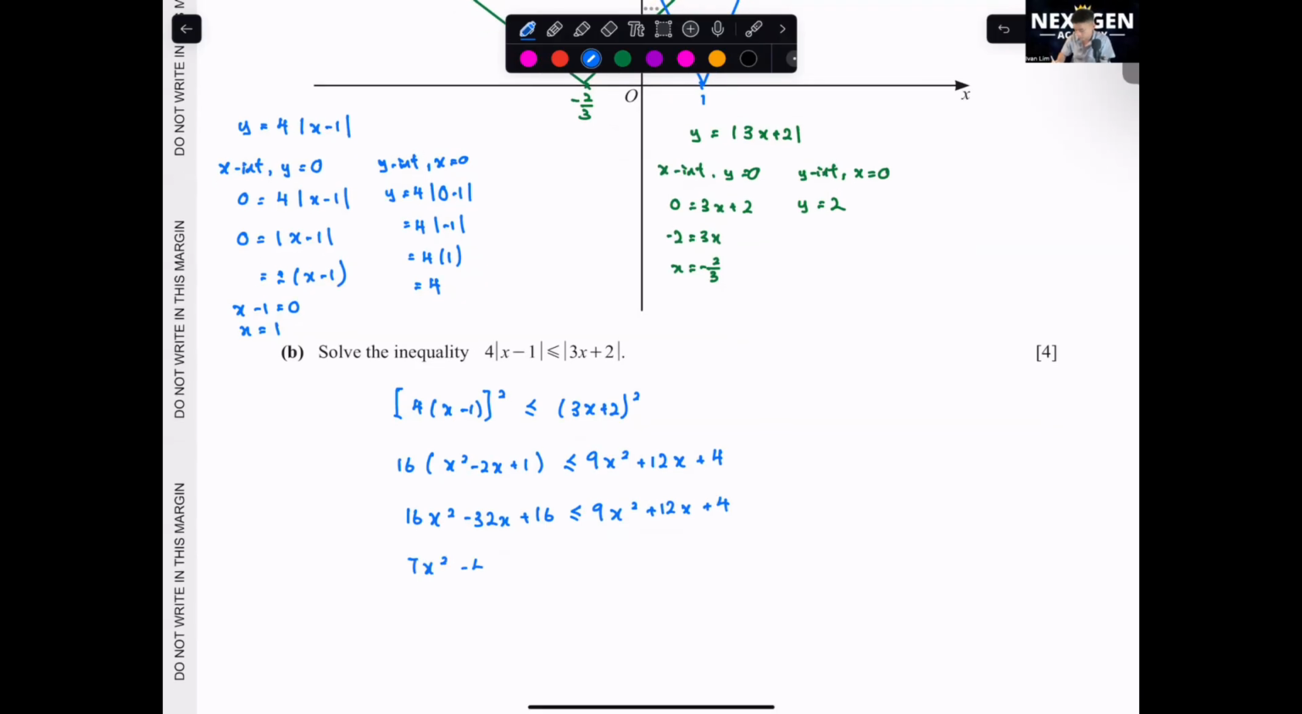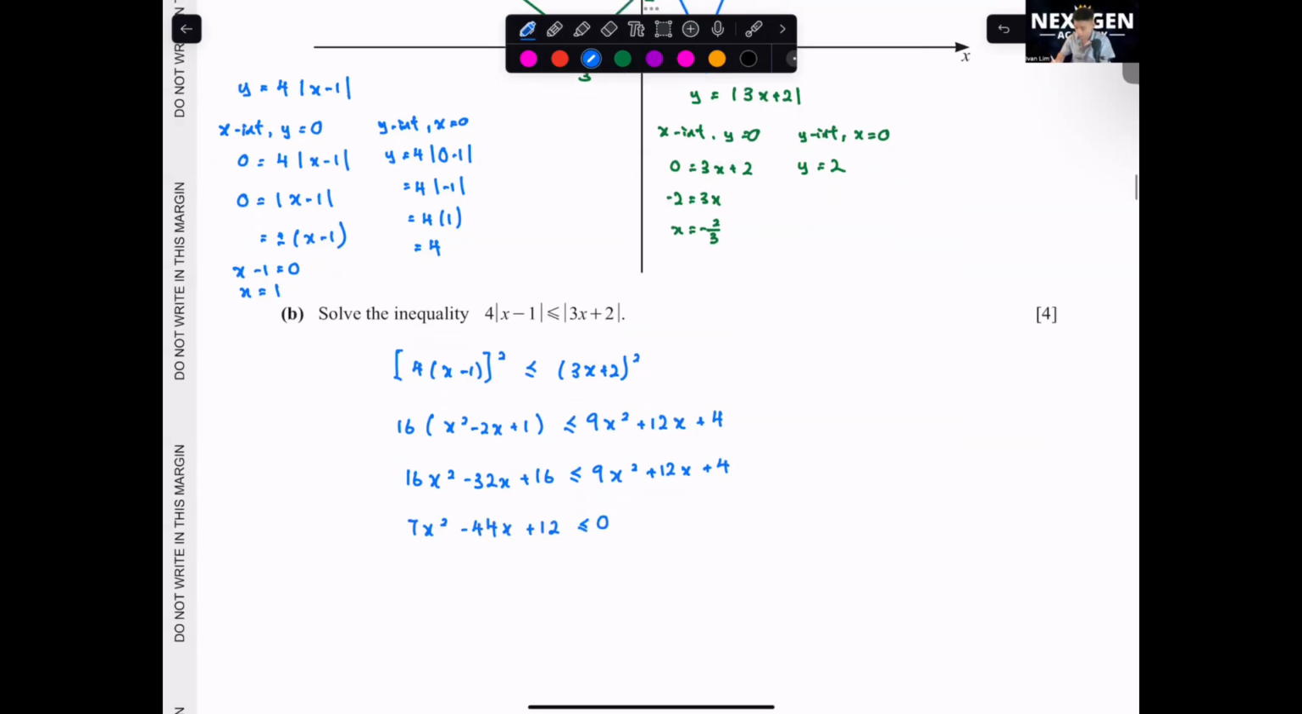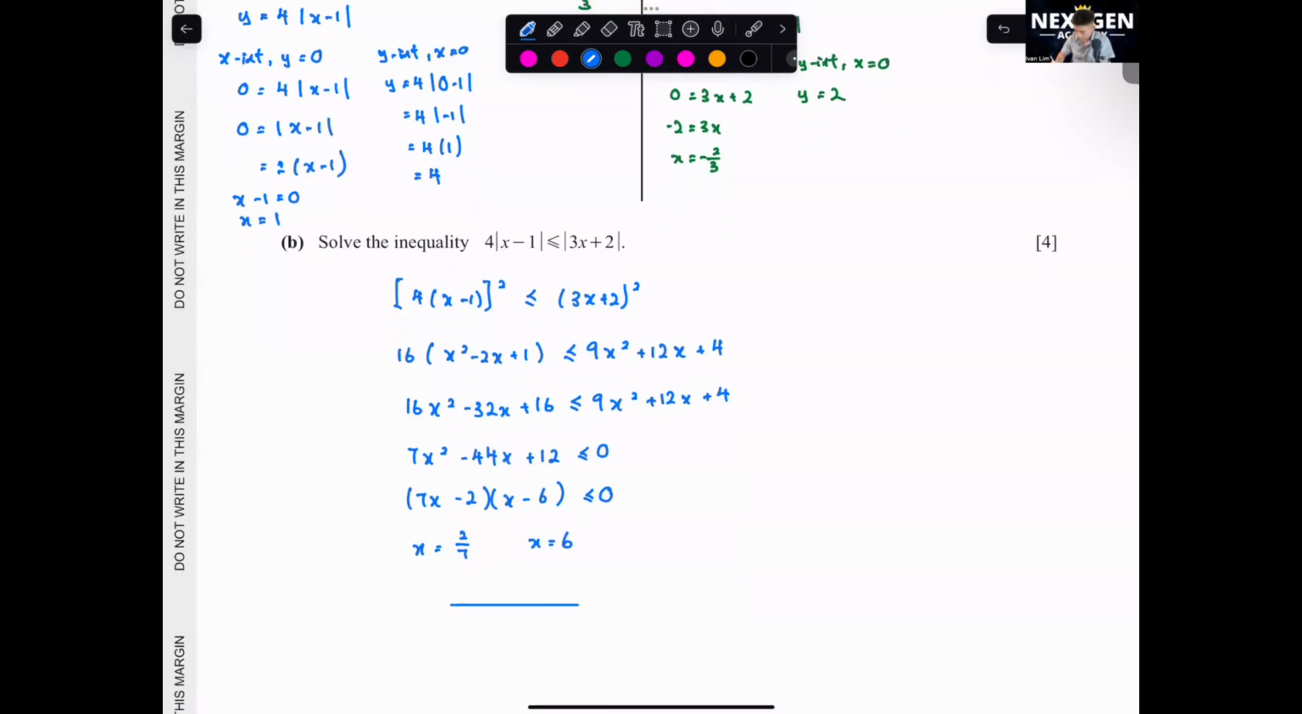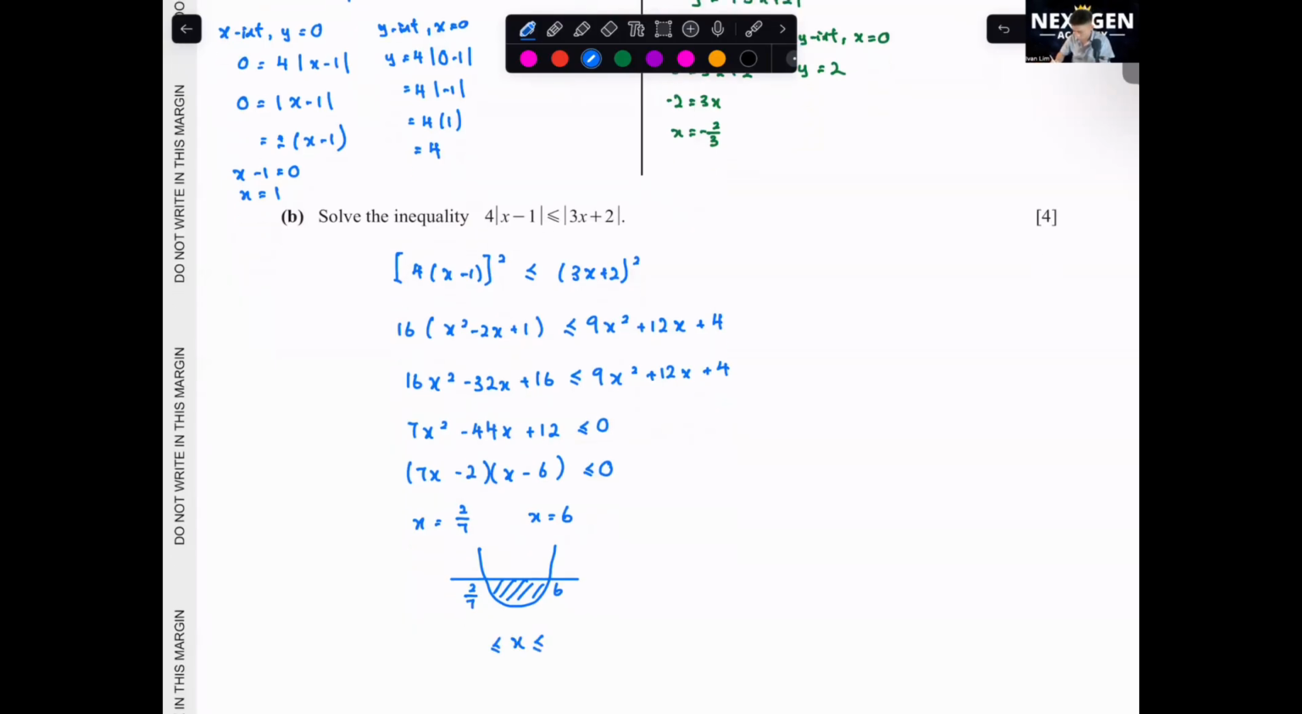7x square minus 44x plus 12 less than or equal to 0. Then we factorize this. 7x minus 2, x minus 6 less than or equal to 0. x is equal to 2 over 7. x is equal to 6. This is a quadratic inequality. So less than means like this. Okay, this is a quadratic. Then you put the two roots, 2 over 7 and 6. So your final answer will be in between 2 over 7 and 6. This is the final answer.